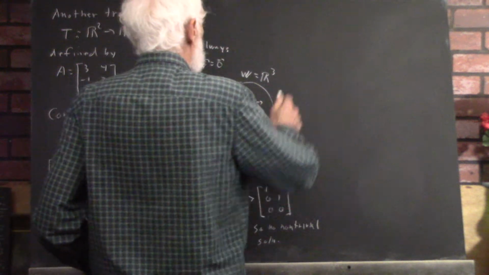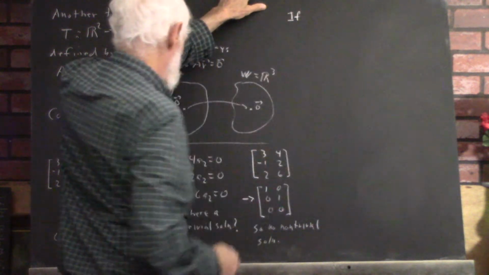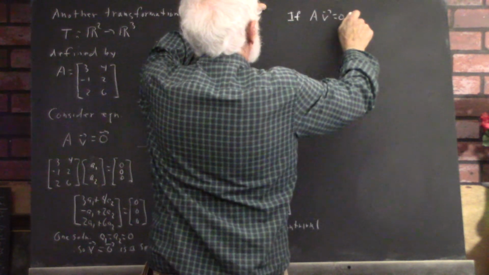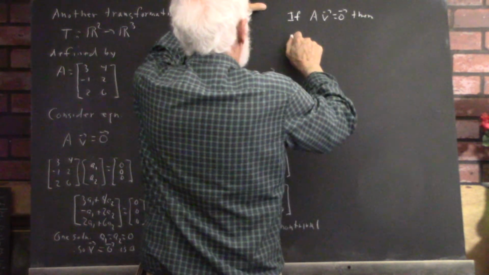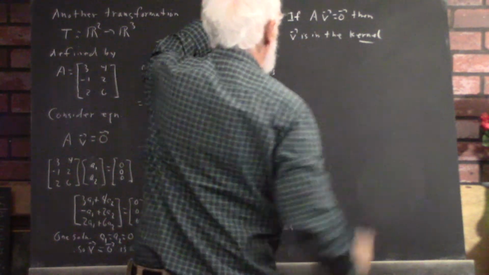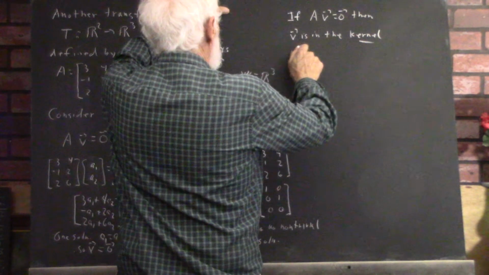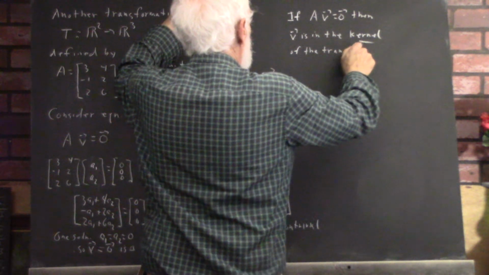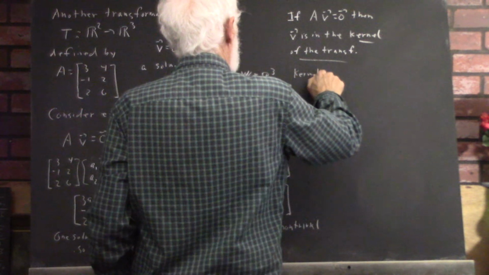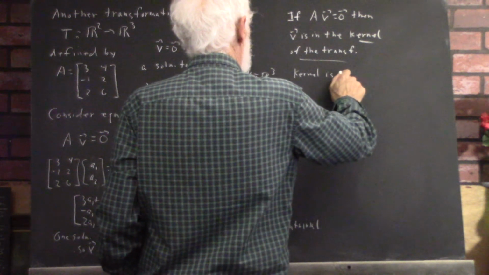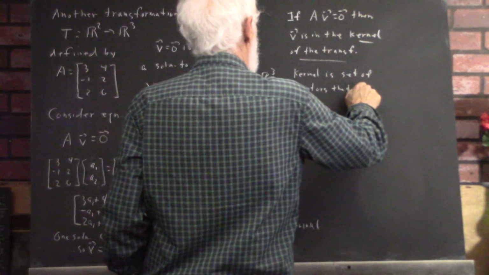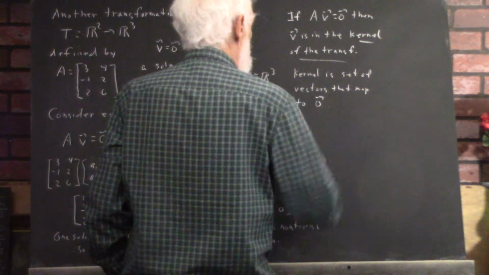Little terminology. If AV equals 0, then V is in the kernel of the transformation. The kernel is the set of vectors that map to the 0 vector.